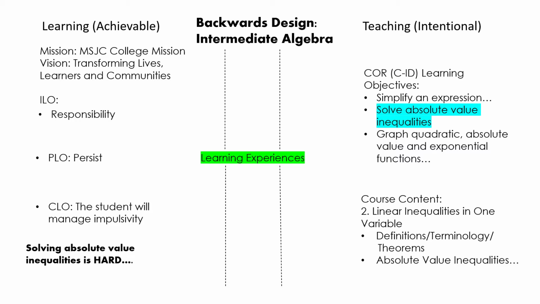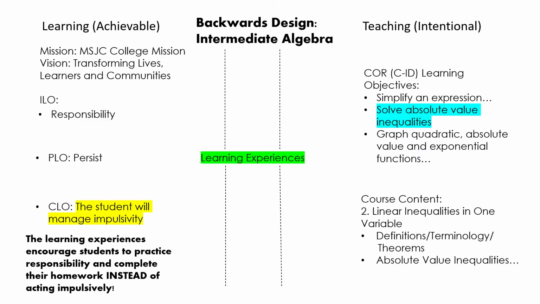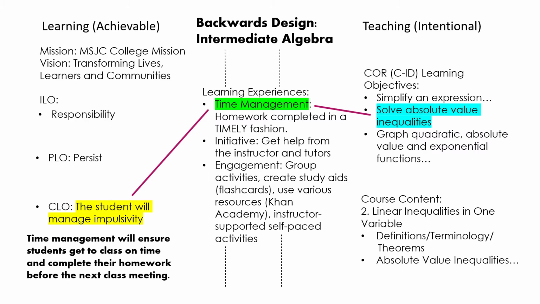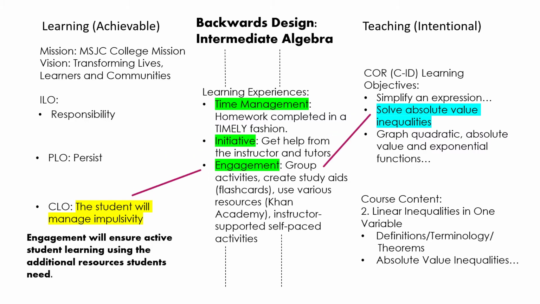So specifically, we need learning experiences that deliver solving absolute value inequalities, a topic that will tempt many students to eat, clean, and play instead of finishing their homework, a temptation that will be overcome if they successfully manage their impulsivity. We must supply experiences that transform frustration and wasted study time into continual progress, ensuring students learn the discipline and become more responsible. How about opportunities to learn time management, take initiative, and stay engaged?